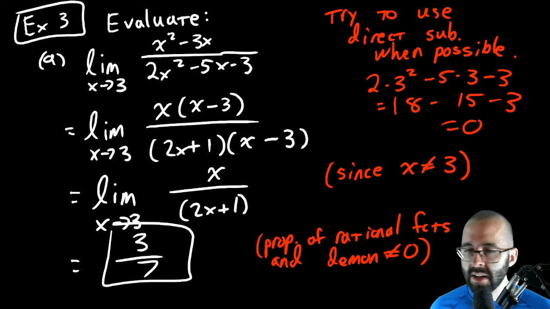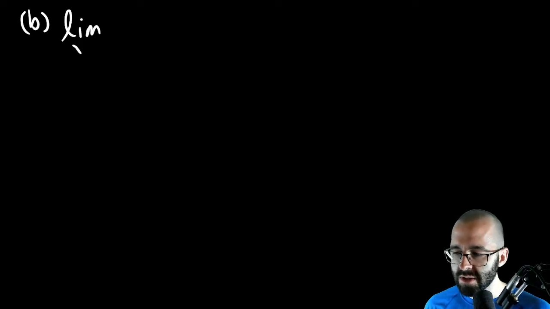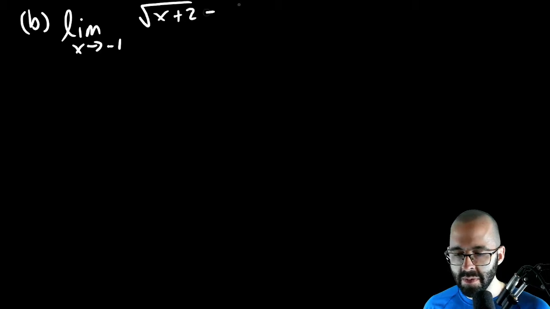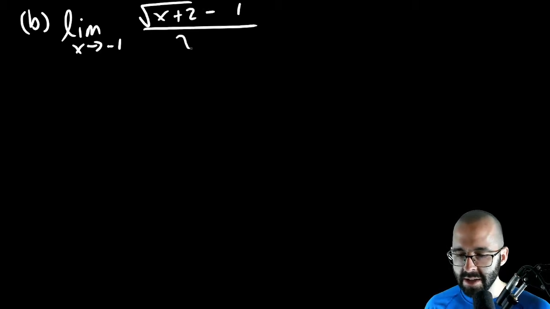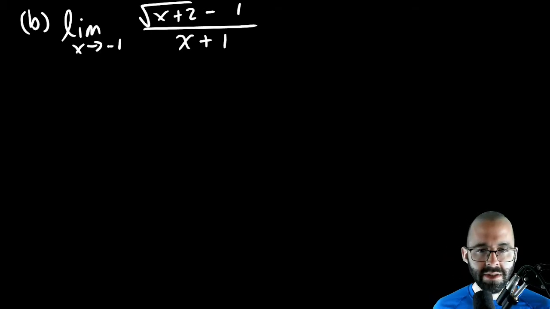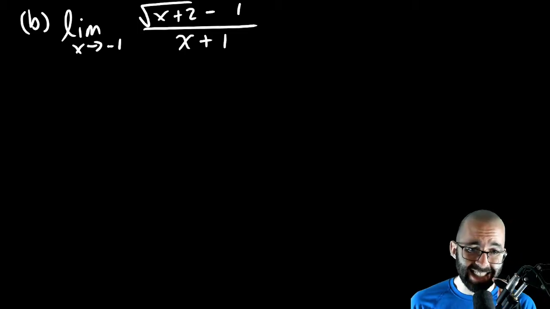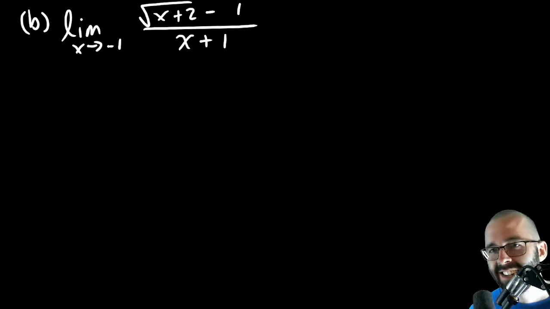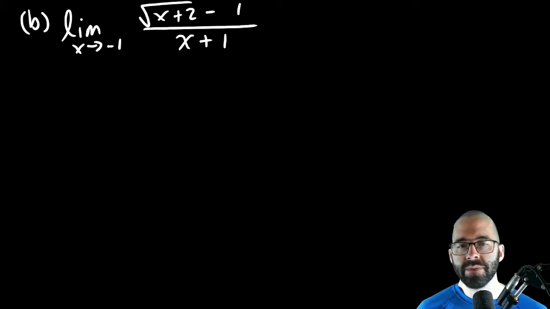All right, let's introduce one more new method. The limit as x approaches -1 of the square root of x plus 2, minus 1, divided by x plus 1. Again, tons of algebra in this section. Tons of algebra in this class. And this is going to be some more.